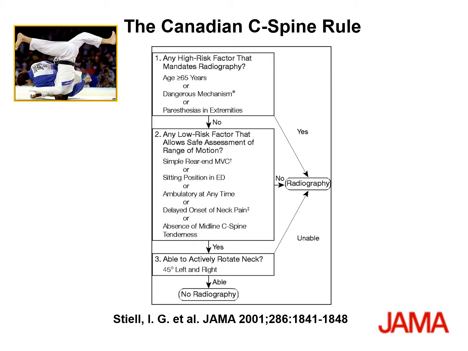And so if the patient can then proceed to the range of motion exam, we assess active rotation. If they can rotate to 45 degrees in both directions, right, they're negative on the rule, and there's no need for radiography. Okay, and so again, the rule is 100% sensitive. So if we get to the bottom where we say no radiography, we're pretty sure that there's not a fracture. The rule is not necessarily specific. What do I mean by that?